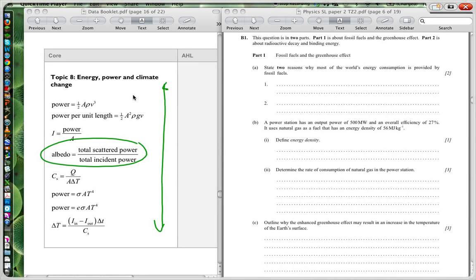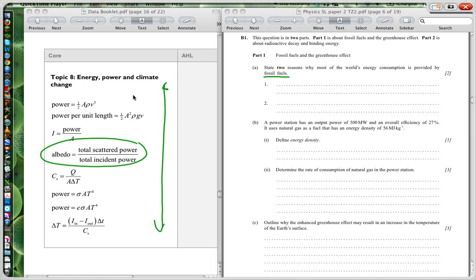State two reasons why most of the world's energy consumption is provided by fossil fuels. These are things like coal, oil, natural gas, and so forth. Now, the reason why they are is because they're the most convenient. They are widely available. There is a lot of them, and they're easy to transport. It's easy to ship them or to take them from one place to another. We've got gas pipelines and so forth. So, widely available, great deal available, easy to transport.